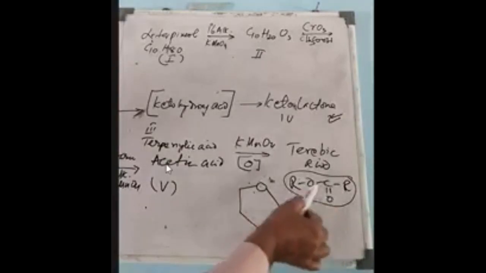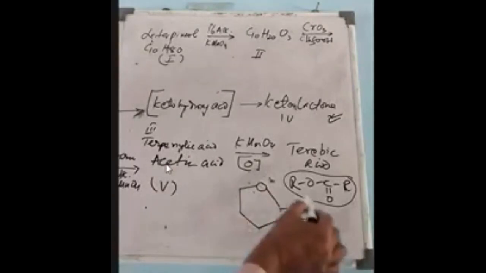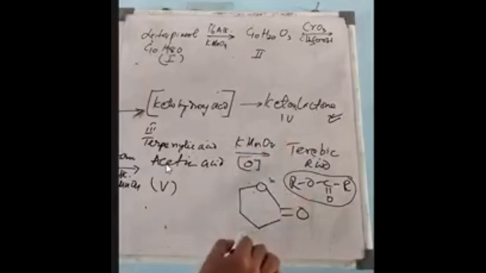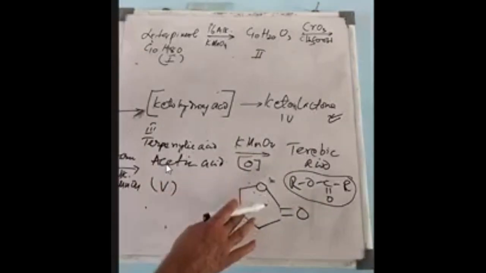And this formula is for the esters. So we say lactones, olides, are esters, but they are ring compounds. That is why we say these are cyclic esters. Lactones are also known as cyclic esters. Now, three names: cyclic esters, lactones, olides.